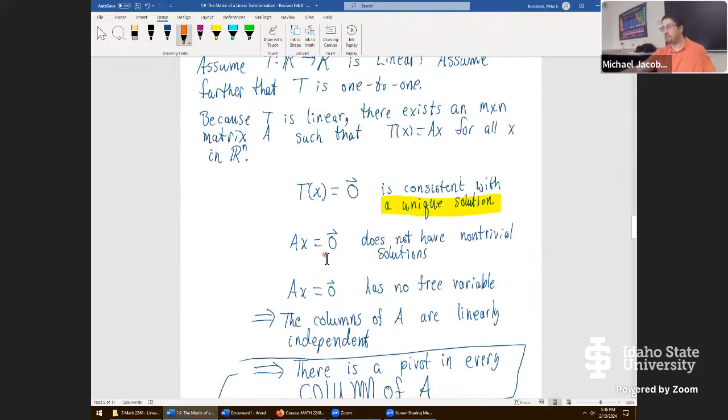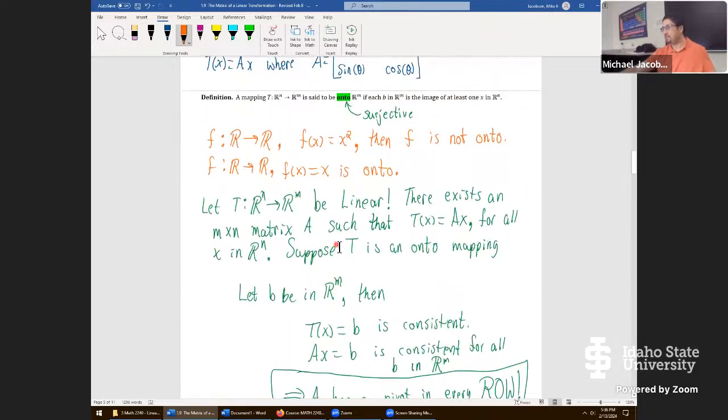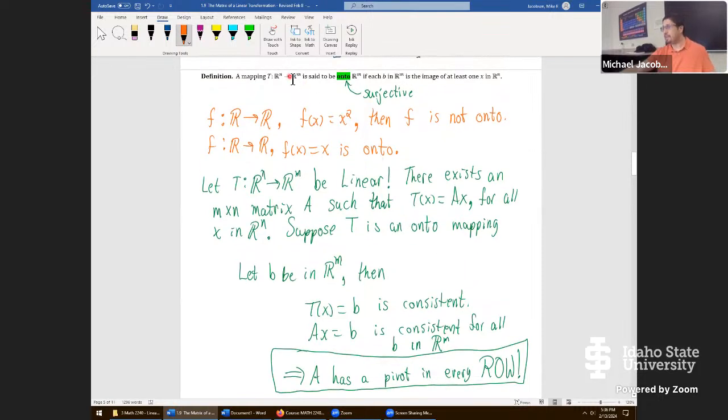Likewise, if we're thinking about an onto mapping, I think I scrolled too far, there we go. An onto mapping is just saying, well, we have consistency for all possible vectors B in the codomain space. This would mean R^m is the range. Every single vector in there can be accessed by the right vector in the domain space. But all the logic just boils down to this: your mapping being onto just means there's a pivot in every row of the standard matrix A.